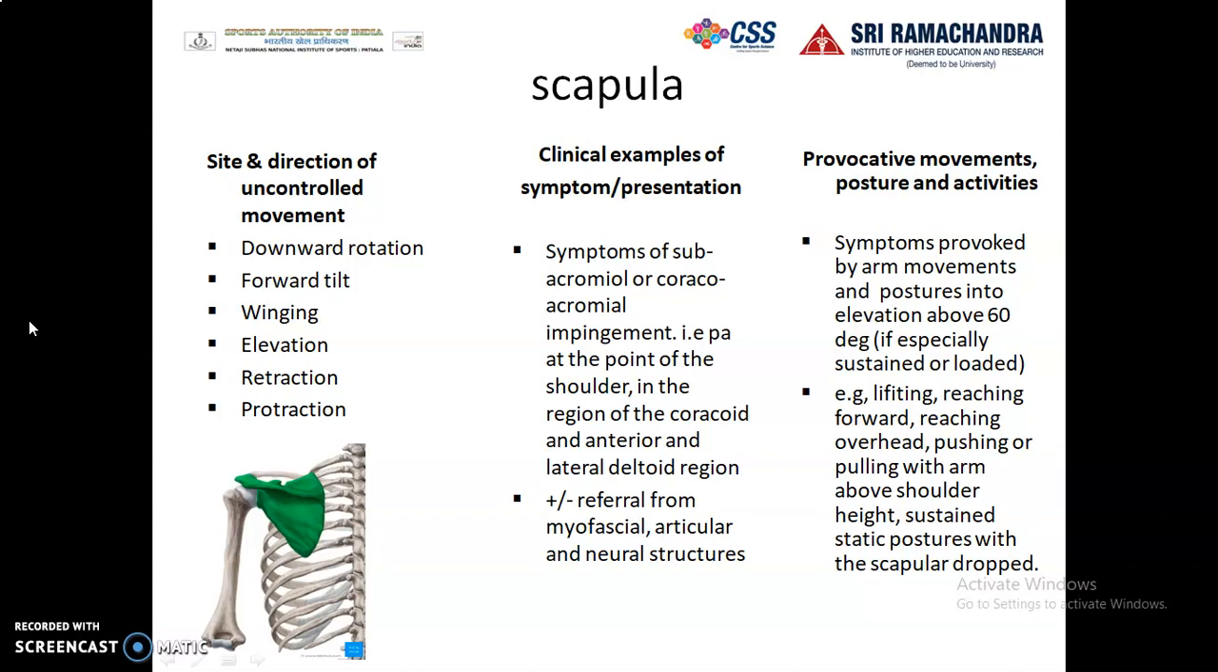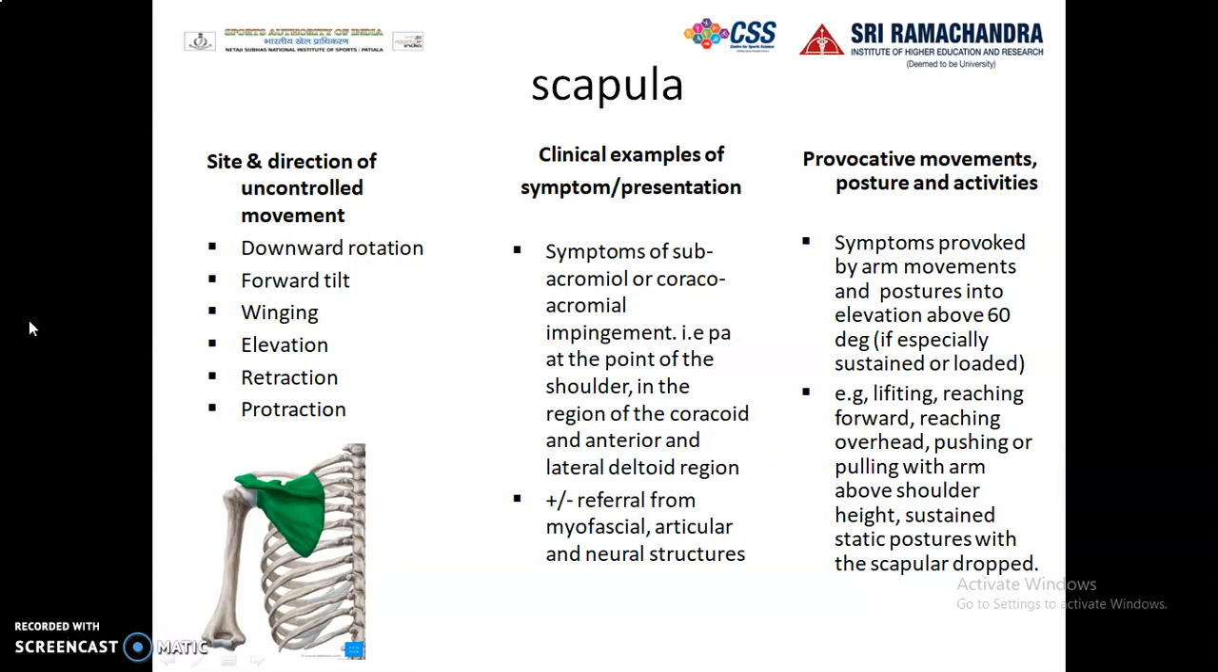So what are the clinical examples of symptoms or presentation? Symptoms of subacromial impingement: if the patient's scapula is downwardly rotated, forwardly tilted, winging, elevated, retracted, or protracted, with uncontrolled movement as listed on my left hand side, the clinical symptoms or presentations are possibly impingement at the subacromial or coracoacromial level, at the point of the shoulder in the region of the coracoid and anterior and lateral deltoid region, and could be from myofascial, articular, and neural structures.